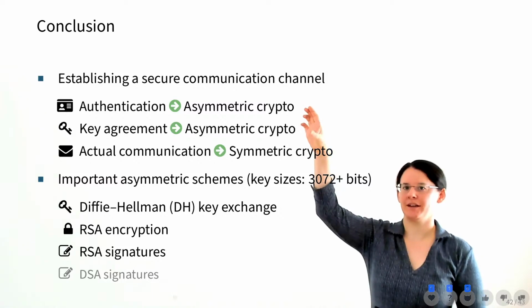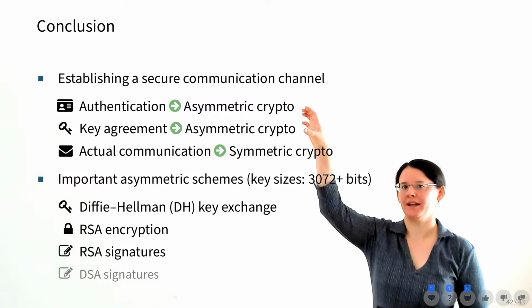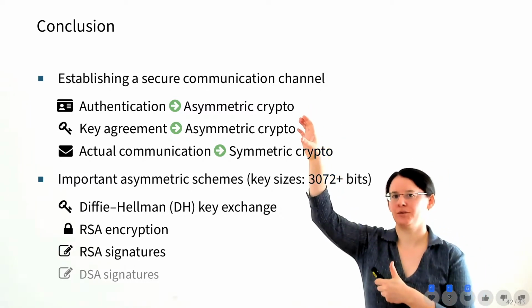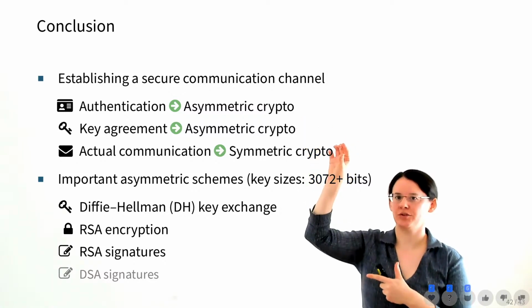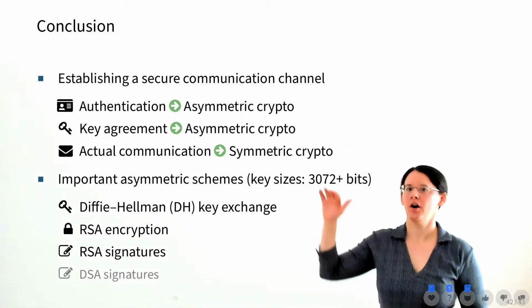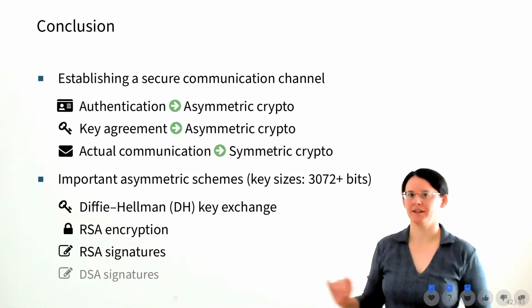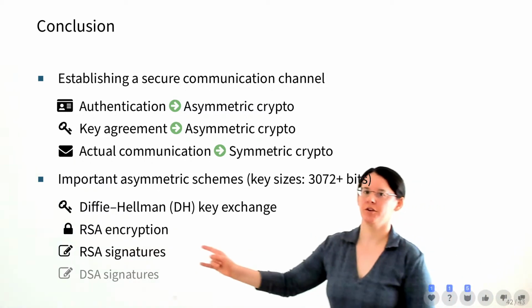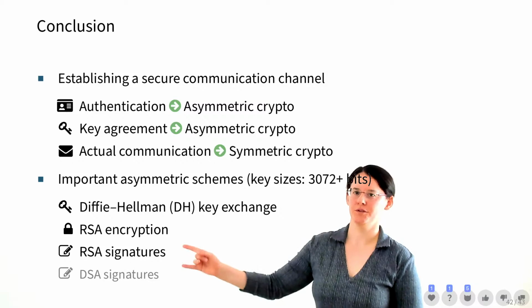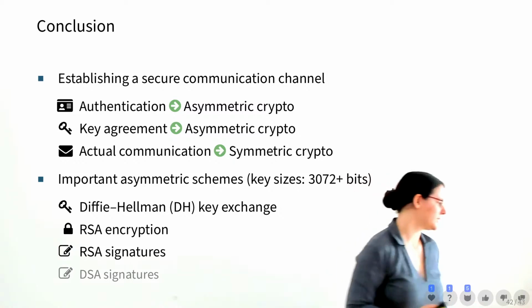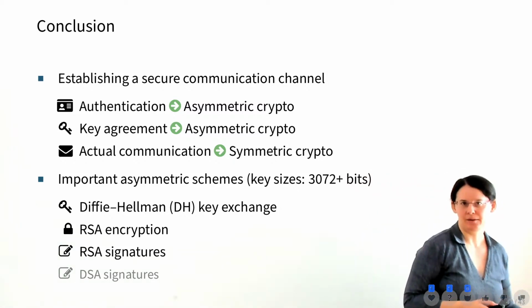So these are the asymmetric handshake parts that you do in the beginning when you try to set up communication. And once you've done that, you trust that you're speaking to the right person and you have established a shared secret key. Then you can do the actual communication with symmetric crypto. And we heard about a couple of schemes. All of them need 3000 bit keys at least to be secure. So we saw the key exchange scheme Diffie-Hellman, and we saw that the RSA construction can be used for both encryption schemes and signatures. And in the exercises, you meet a different kind of signature scheme based on Diffie-Hellman.